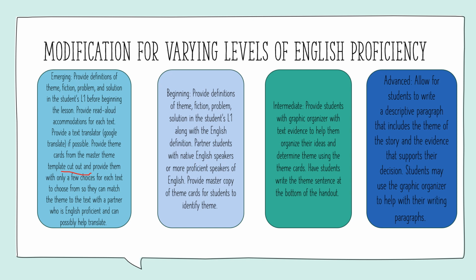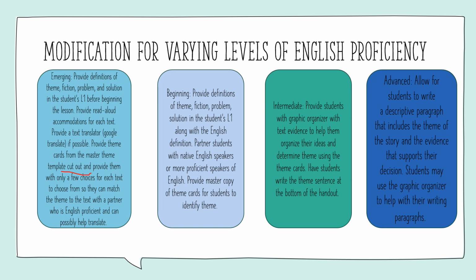For intermediate learners, I would provide students with the graphic organizer. This way they're really writing down their ideas and going back into the text. For beginning and emerging, you can just have them underline their text evidence, but here I would really want them to write it down and focus on translating it into short phrases or words so that they can show their evidence and their thinking. I would also give them the same thing. I would have the theme card individual available in their reader's response notebooks, and I would have them write the sentence at the bottom of the handout.